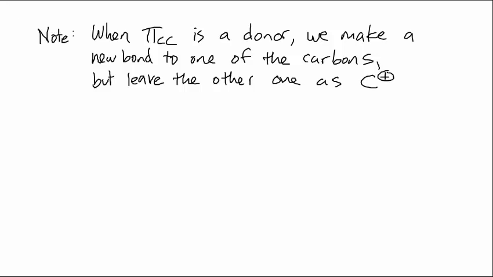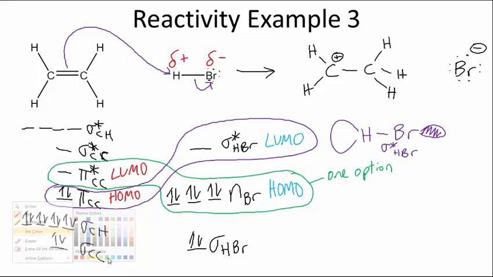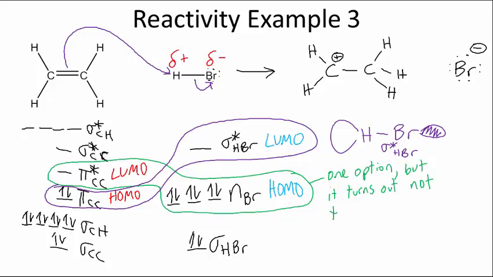And part of what we would talk about in a future module, where we talk about reactions of alkenes, is all right, which carbon should be left with the positive charge? Which carbon should we form the new bond to? In the example we just looked at, there was no difference; they were equivalent, so it didn't matter. And just to go back and fill this in, what I outlined in green is one option, but it turns out not to work as well.